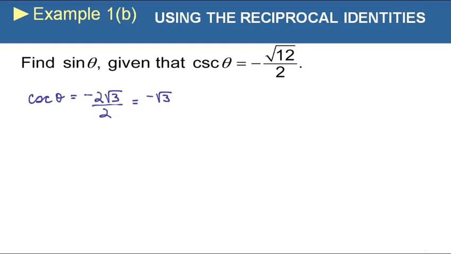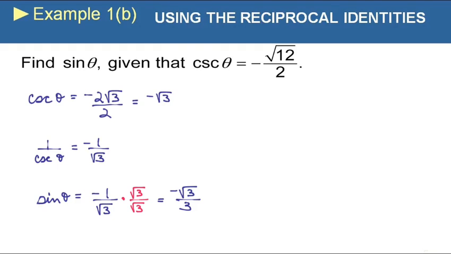Now let's do the reciprocal of both sides. The reciprocal of cosecant would be 1 over cosecant, and the reciprocal of negative square root of 3 would be negative 1 over square root of 3. Then our reciprocal identity tells us that 1 over cosecant is equal to sine, and of course with a radical in the denominator this must be rationalized, so I multiply top and bottom by the square root of 3, and that gives us negative square root of 3 over 3.